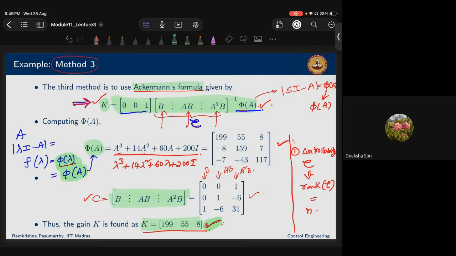Okay. Are there any questions? Sir, methods 2 and 3 are very lengthy. No, no. You should write them once, and you'll understand it. That's why. When you are applying, you can apply any method.